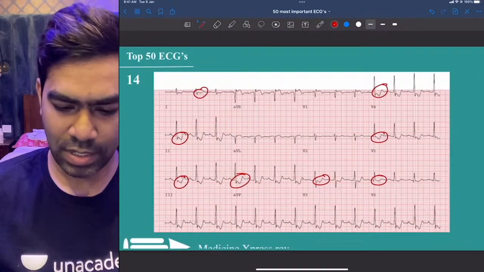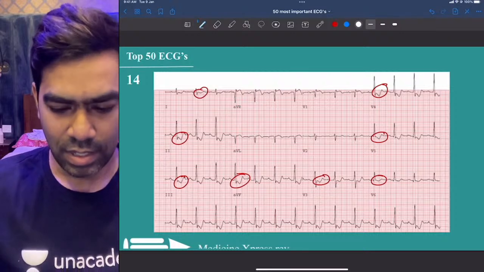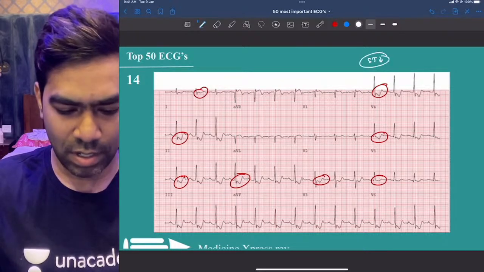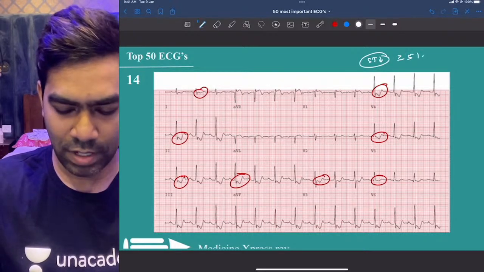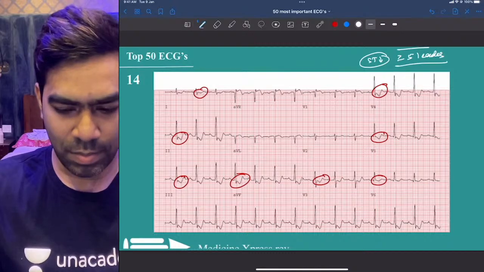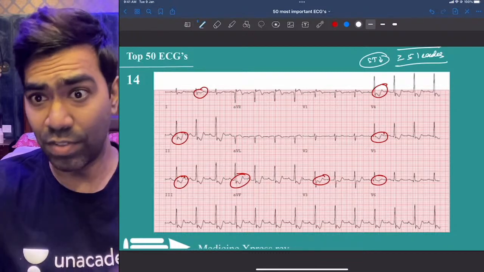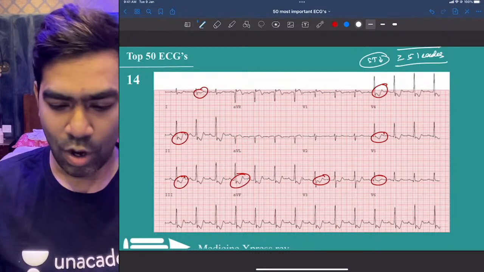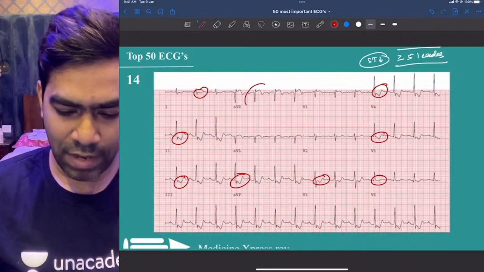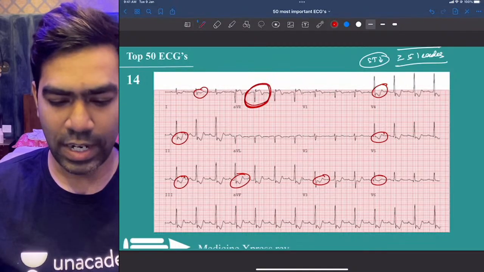So what I'm trying to say is this is an EKG that shows ST segment depression in more than or equal to 5 leads. Whenever you see diffuse ST segment depressions in more than or equal to 5 leads, always look at lead AVR. Okay, always look at lead AVR.